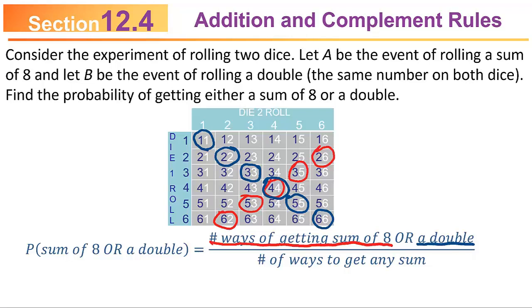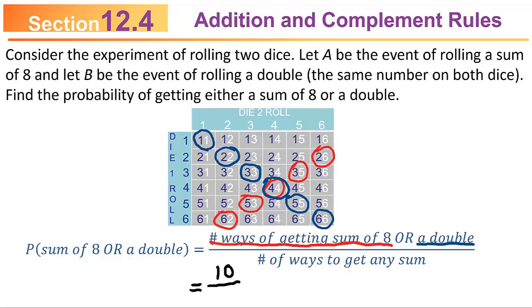If you want to count all those possibilities, notice there's an overlap of 4-4. So when you're counting, you don't want to count that 4-4 twice. If you count them, you get 1, 2, 3, 4, 5, 6, 7, 8, 9, 10. Don't count that 4-4 twice. So that gives you 10 over the number of ways to get any sum.